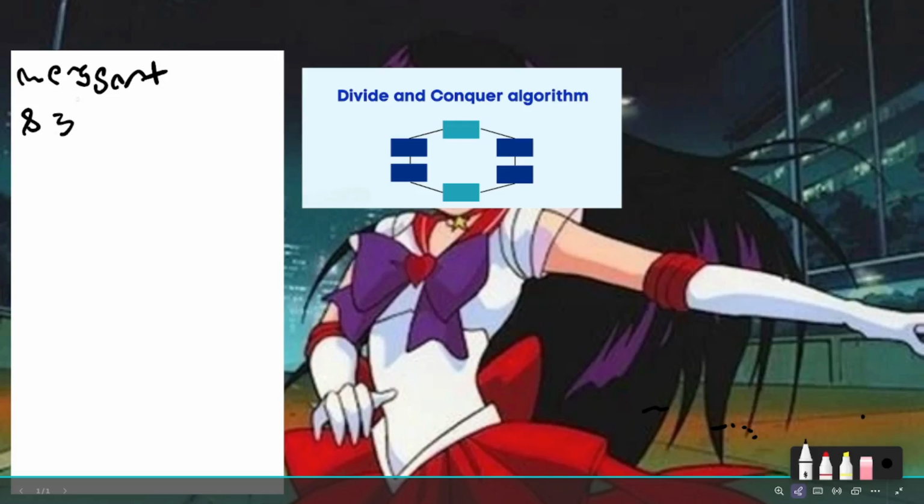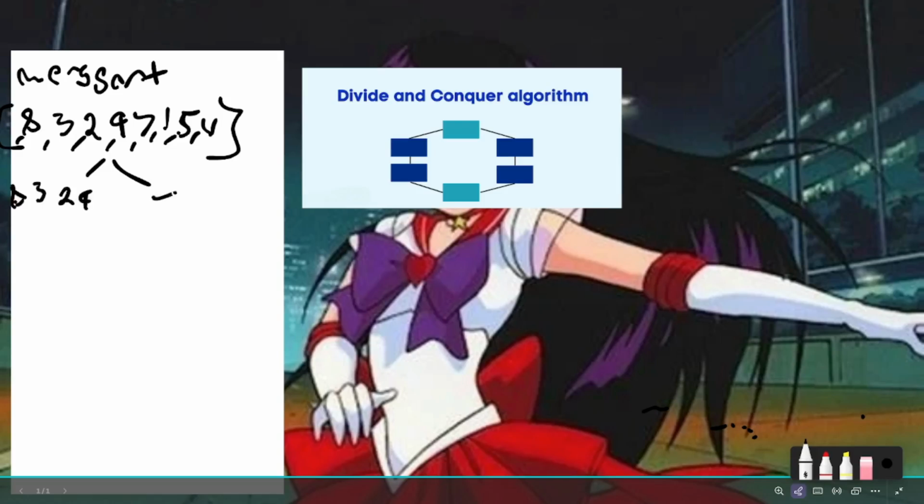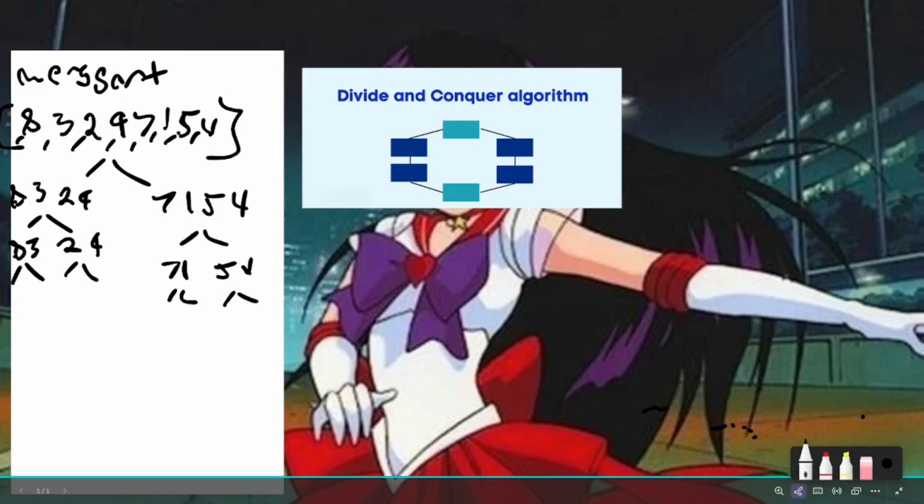So given this array, 8, 3, 2, 9, 7, 1, 5, 4, these are all different values, just so you know. Sort it. So we'll do that by dividing it into 2 equal halves, which will bring us 8, 3, 2, 9, and 7, 1, 5, 4. And then do it again. And hey, how about we do it one more time for good measure? We'll get individually 8, 3, 2, 9, 7, 1, 5, 4.